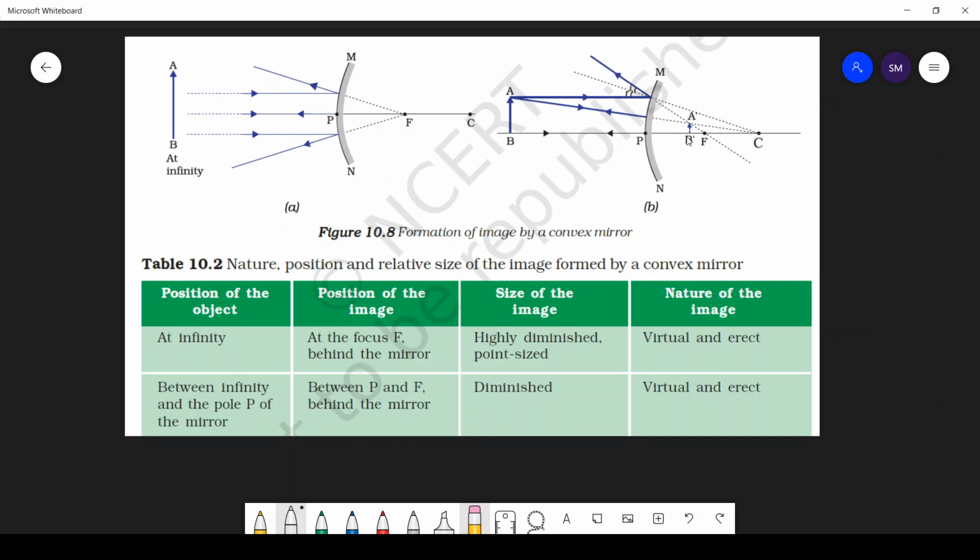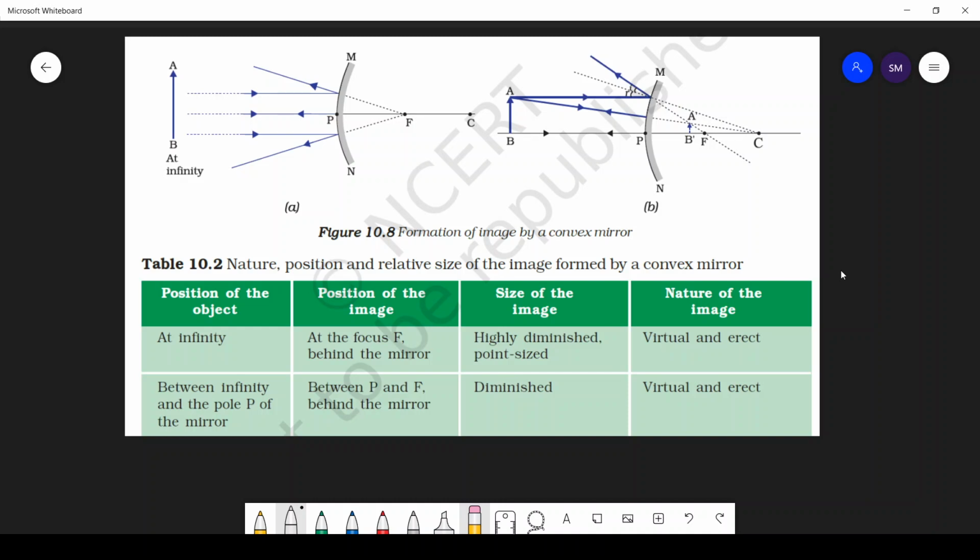So the image here is diminished, lesser than the size of the object, but in both the cases the image is behind the mirror, so in both the cases the image is virtual and direct. So by a convex mirror the images will always be virtual and direct. So students, that was all about the spherical mirrors.